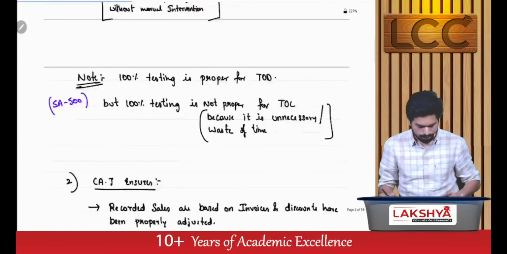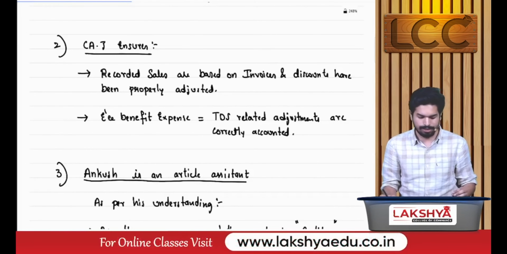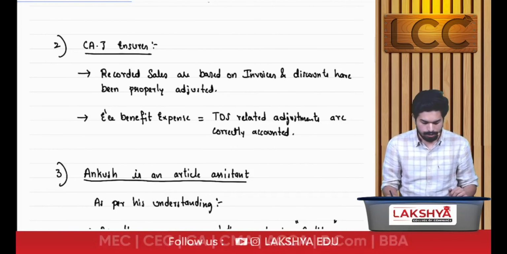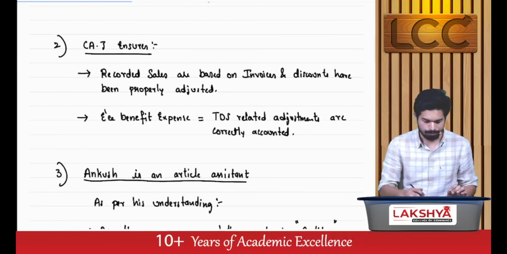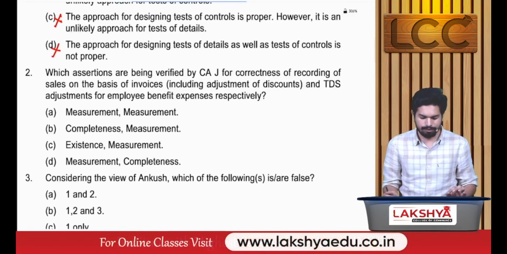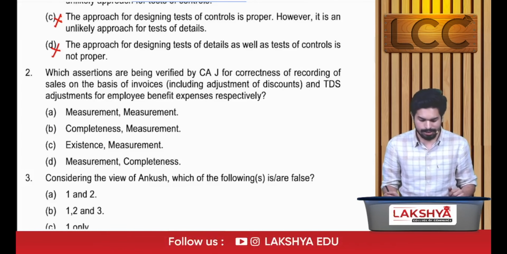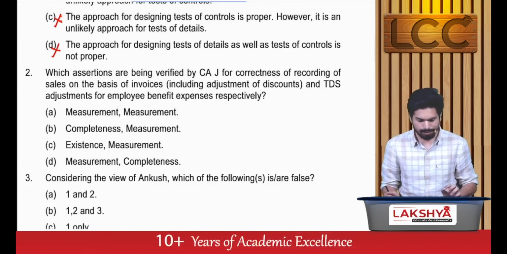Next. Second para. CAJ ensures that the recorded sales are based on the invoices and the discounts have been properly adjusted. Next, with respect to employee benefit expense, he ensures that the TDS related adjustments are correctly accounted. Now the second question is, which assertions are being verified by CAJ for correctness of recording of sales on the basis of invoices, including adjustments of discounts and TDS adjustments for employee benefit expense respectively?